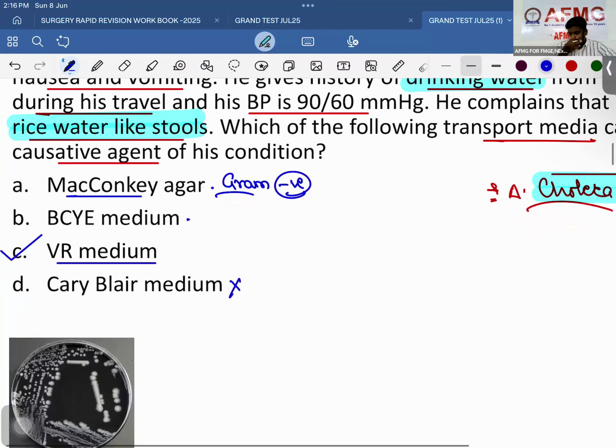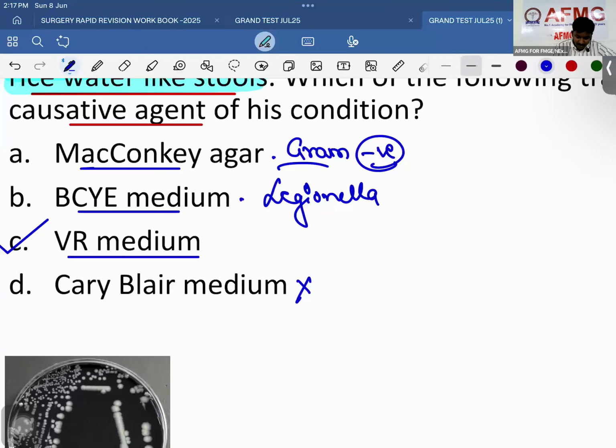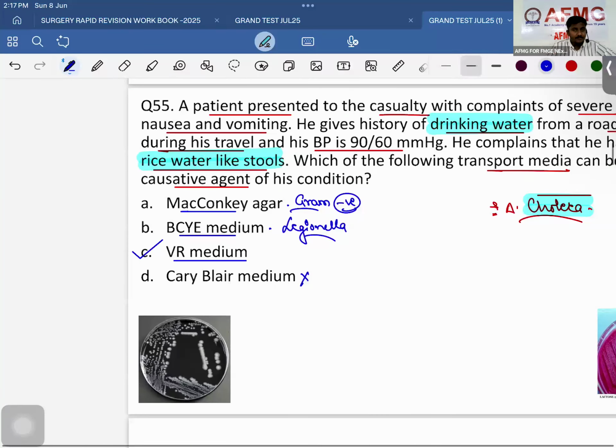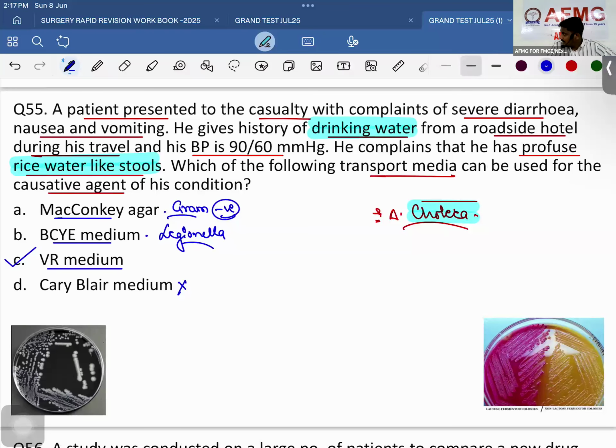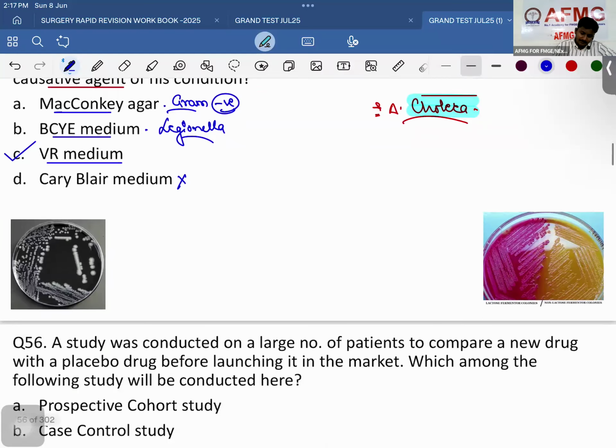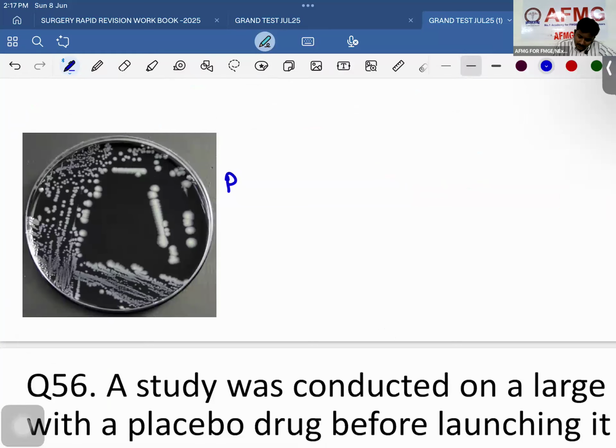Next is going to be the buffered charcoal yeast extract. The buffered charcoal yeast extract medium, that is BCYE medium, is generally used for what? It is mainly used for Legionella. The buffered charcoal yeast extract medium is mainly used for which bacterial growth? So it is mainly used for Legionella. What is this picture of? This is the buffered charcoal yeast extract medium, and this has been an image-based question.